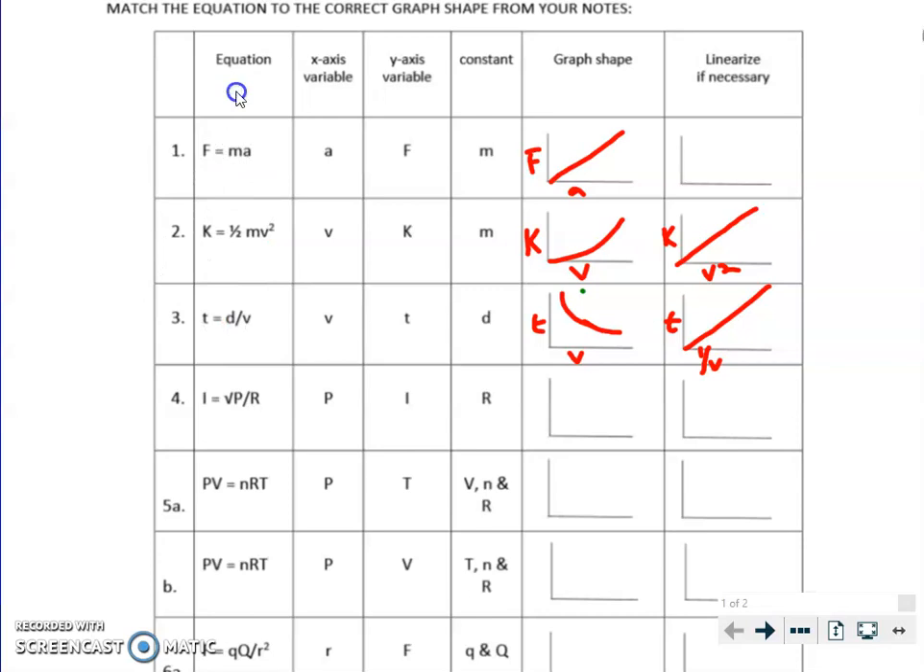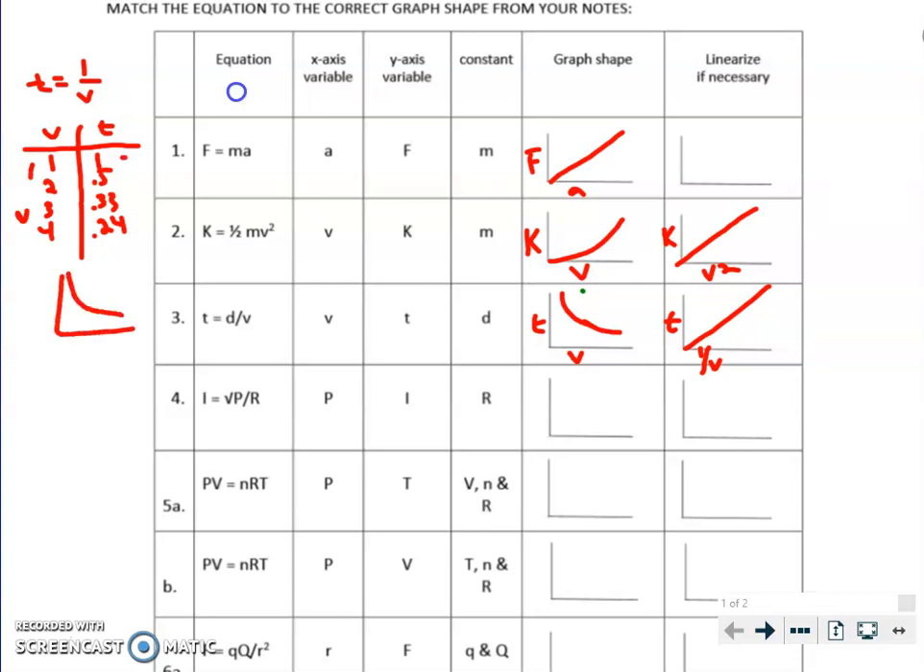So if I were to make some equation, let's say t is equal to 1 over v, and I were to make a table of v and t. Let's say v was 1, 2, 3, 4. So t would be 1 over 1, then 1 over 2, which is 0.5, 1 over 3, which is 0.33, and then 1 over 4, which is 0.25. So you can clearly see as v gets bigger, t gets smaller. And if I plot those points, I would get the inverse. Well, what if I want to get a straight line? Well, what we just suggested is we would plot t versus 1 over v.